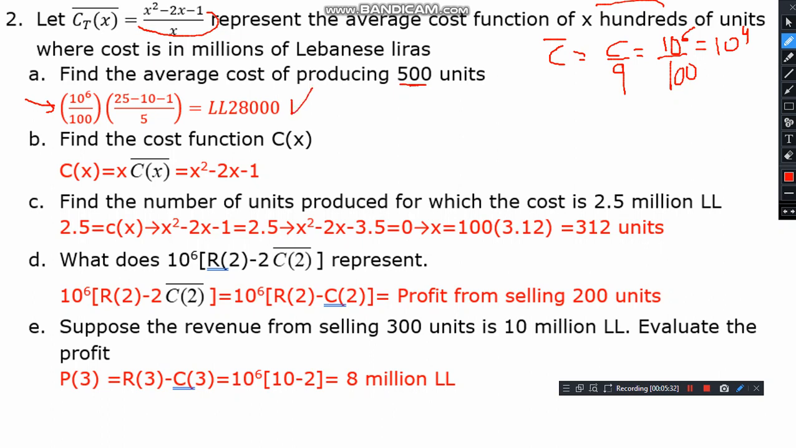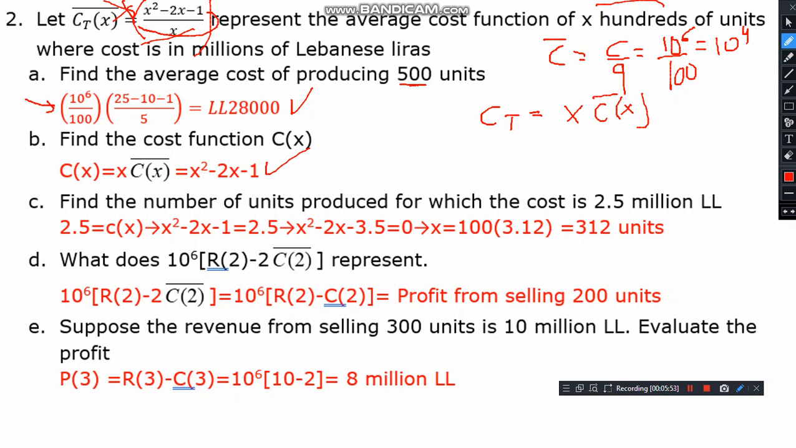Find the cost function. We know that if you cross multiply, as we said, total cost is Q, or X since it's in X now, X C bar of X. So we multiply this one here by X, so X and X cancel out. We're going to get X squared minus 2X minus 1.